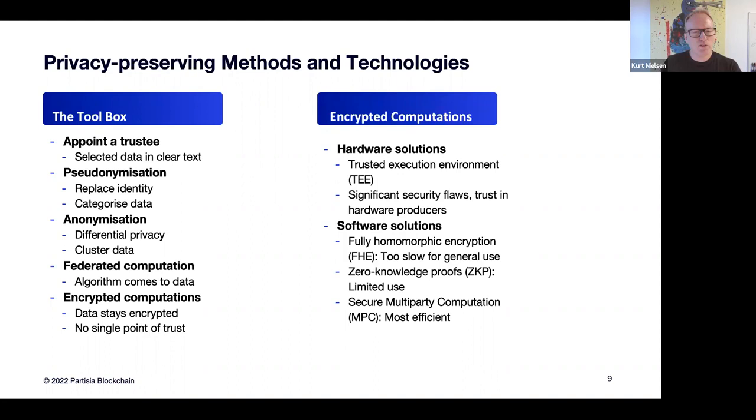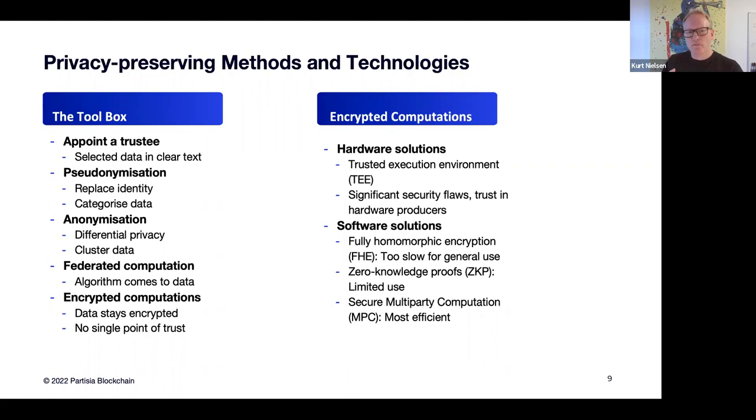Or you can also do something called federated computing, where you don't bring data together, but you take the algorithm and send the algorithm to the data where it exists today. And then you aggregate the results of these functions that are run locally. And then the last part is encrypted computation.